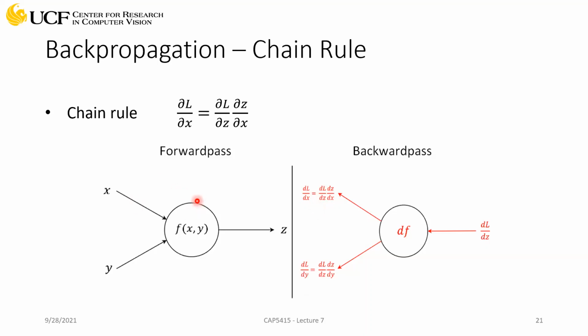So this is called the forward pass. This is called the backward pass. The forward pass is like when you are doing inference, you are making predictions. The backward pass is something you do when you are training, when you're actually training your network.